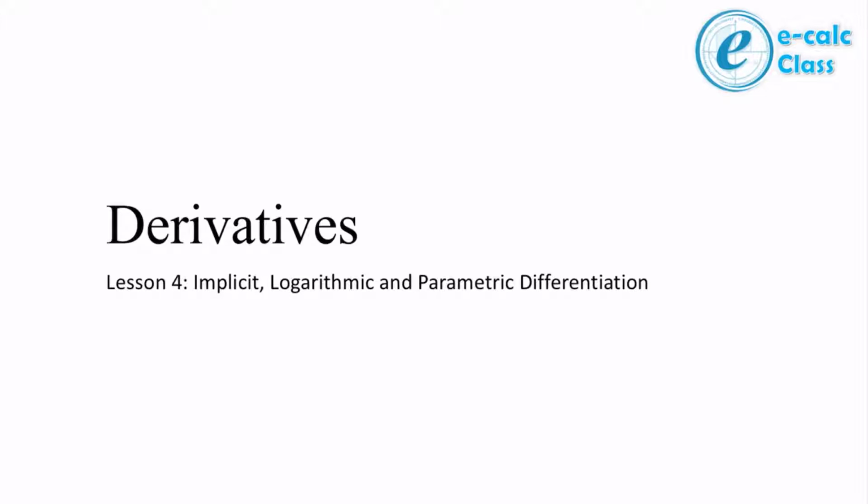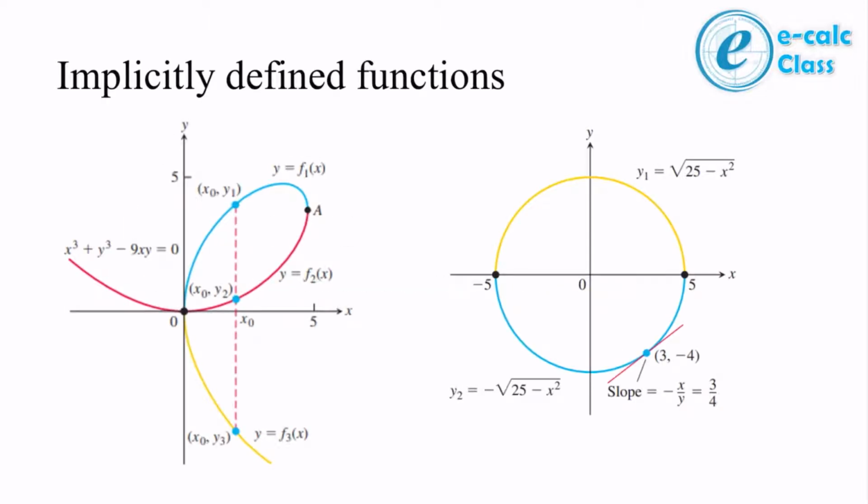Alright, so we'll start with implicitly defined function. First of all, we need to know what is the meaning of implicit. Implicitly defined function means your function cannot be explicitly expressed in one term. For example, this fish looking shape, the equation is x cubed plus y cubed minus 9xy equals 0.